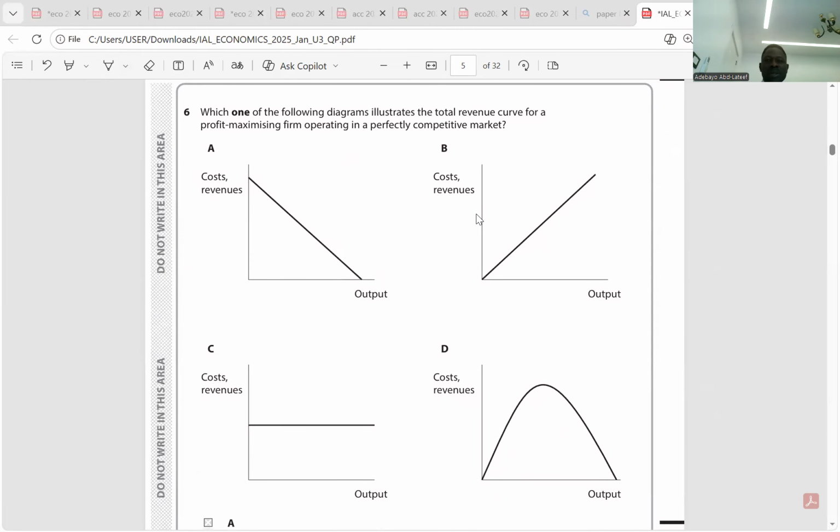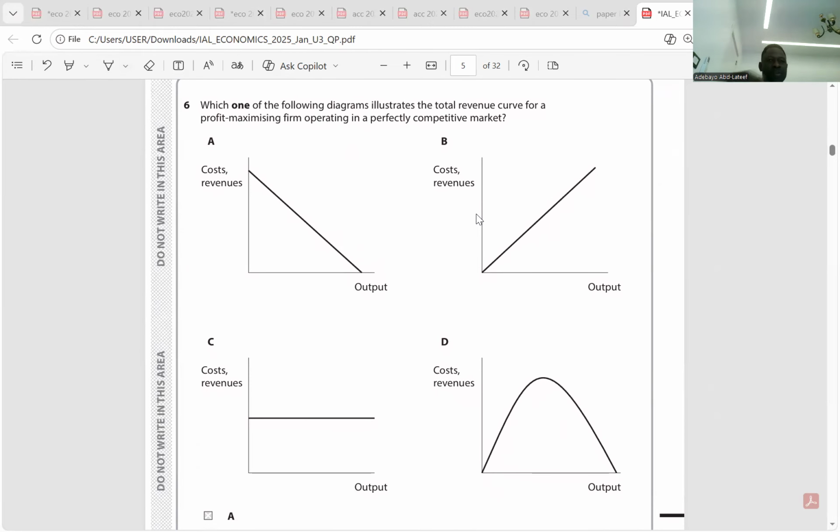So which one of the diagrams illustrates the total revenue curve for a profit maximizing firm operating in a perfectly competitive market? A, downward. No. It's B, what they choose. Let's see. Yeah, okay. A is downward. That's the demand curve there.